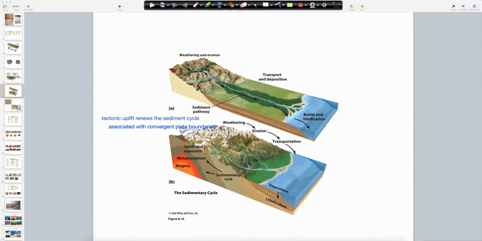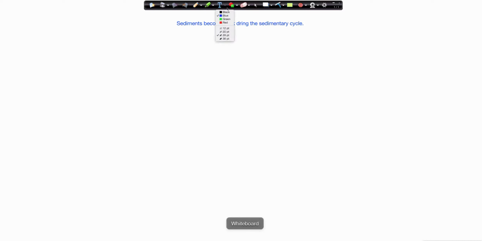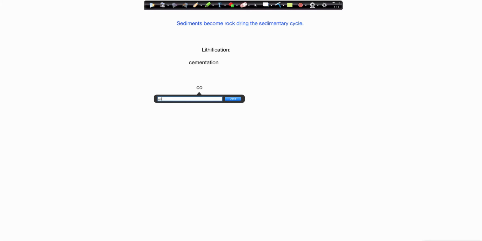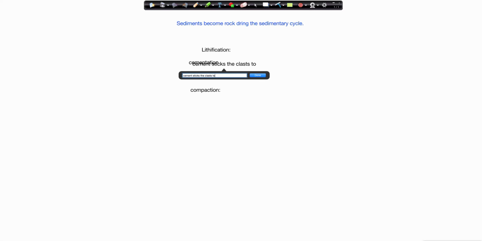Okay. So the two processes of lithification are cementation and compaction. Cementation is just like it sounds. It's when cement sticks the grains together.